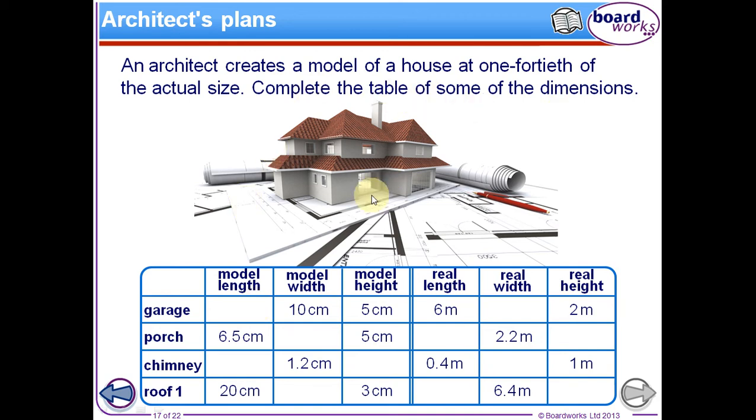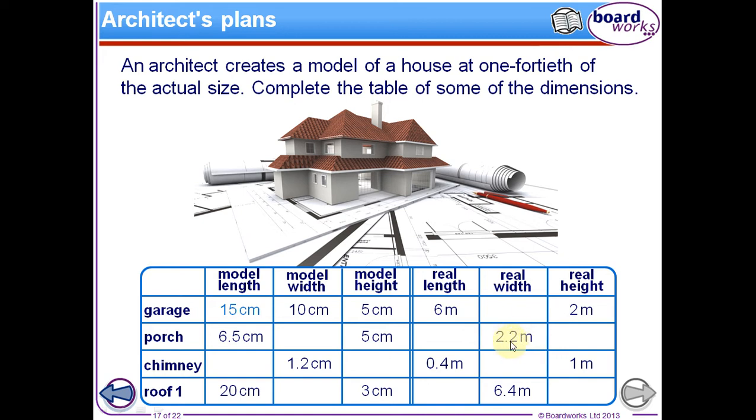Now complete the table for the dimension. To complete the table, what model is given? Okay, 1/40th. So the model is 1/40th of the actual size. Let's go for an example: if I want to solve this one, the model width, then go for the real width. The real width is 2.2. You are going to divide 2.2 by 40, or times 1/40.